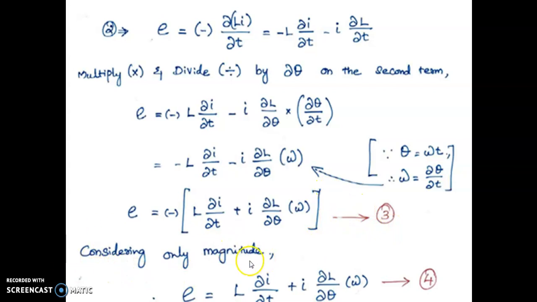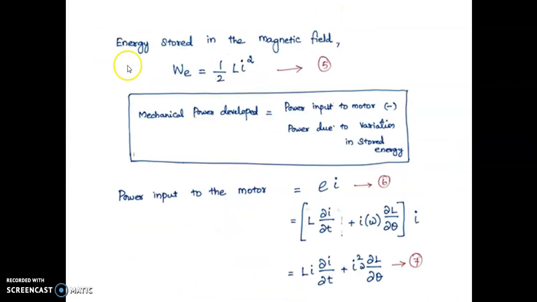Now if we are considering only the magnitude alone, the EMF becomes L into dou I by dou t plus I into dou L by dou theta into omega, and this is assumed as equation number 4. Next we calculate the energy stored in the magnetic field. Energy is represented by W suffix e, which is equivalent to half L I square, and this is represented as equation number 5.